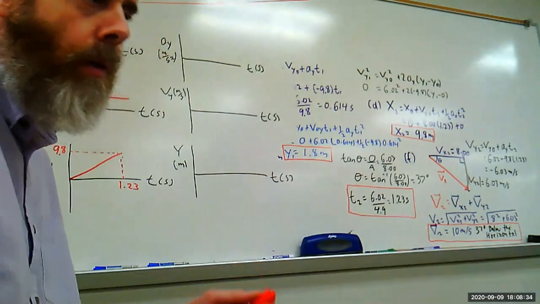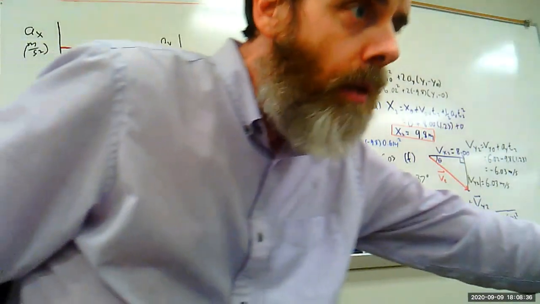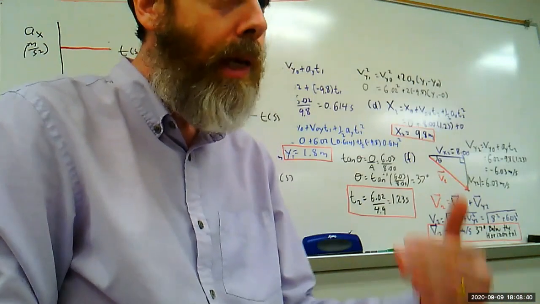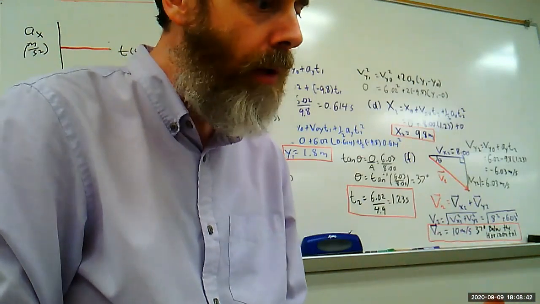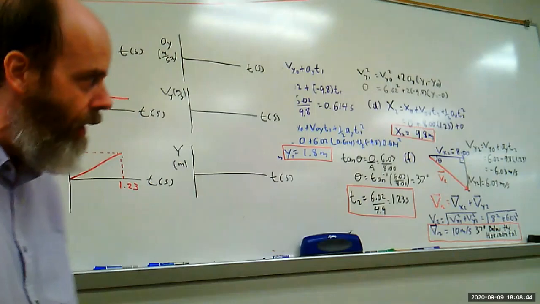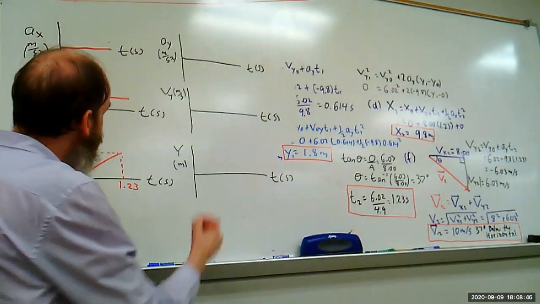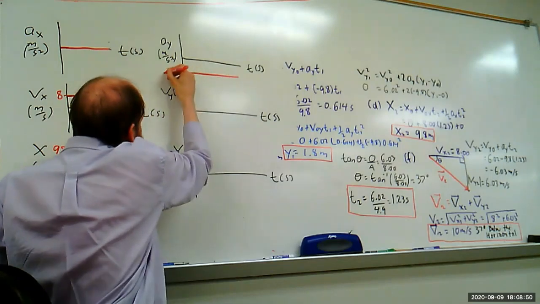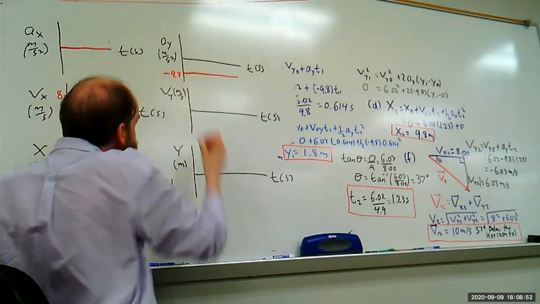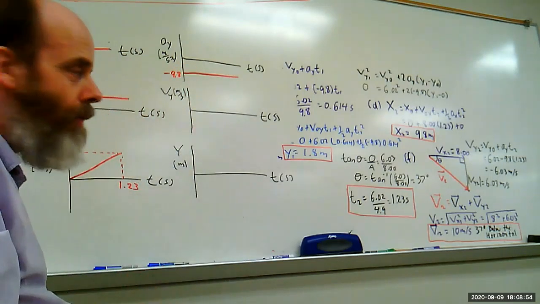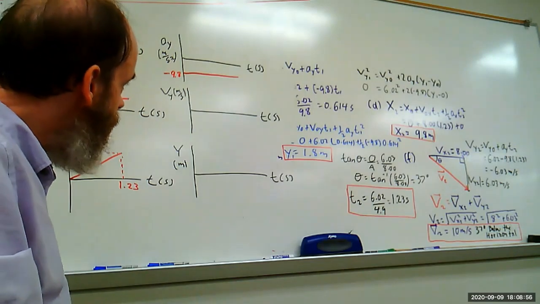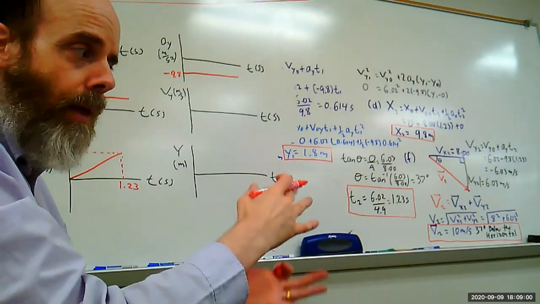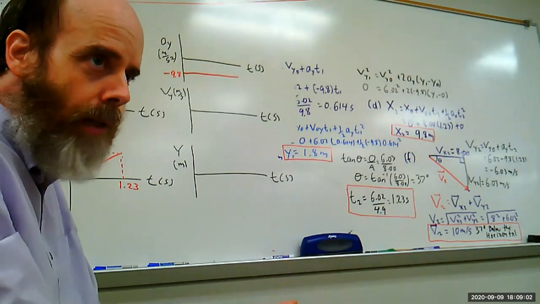The vertical acceleration is a constant value. It is equal to negative 9.8 meters per second squared. The acceleration due to gravity. So it's just going to be a horizontal line. Constant throughout, and this is negative 9.8. So when we have a constant acceleration, we have a linear velocity.